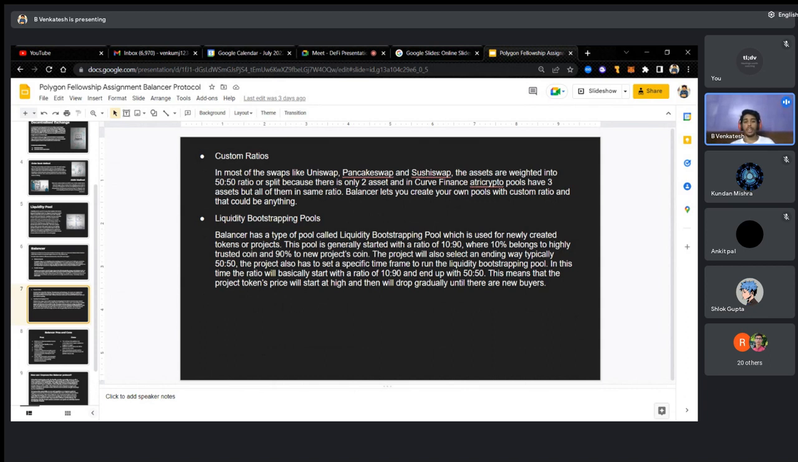And what is a liquidity bootstrapping pool? If you have a new project, you can make a liquidity pool with it, and for this you also need a highly trusted token like Ethereum. If you have your project token and your Ethereum token in the same liquidity pool, then you give a 90 ratio to the new project token and a 10 ratio to the Ethereum token. You also have to specify time, and when the 50 to 50 ratio is met, you get to know where your project token stands.